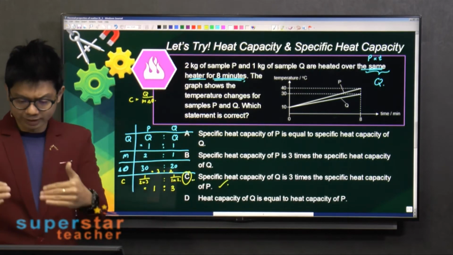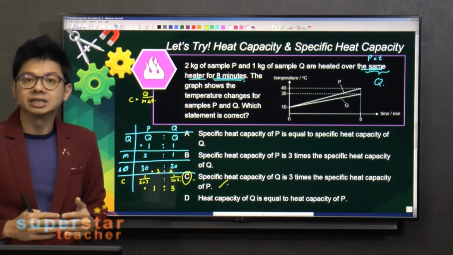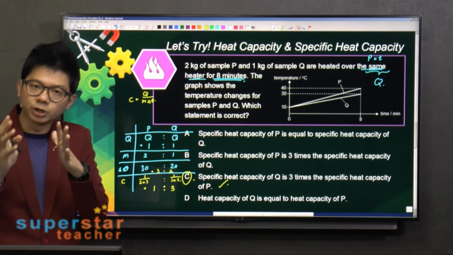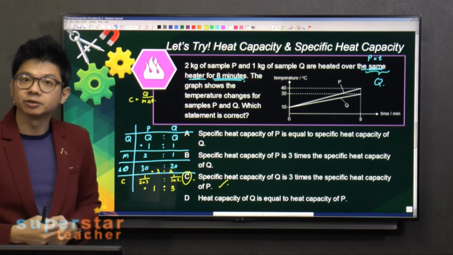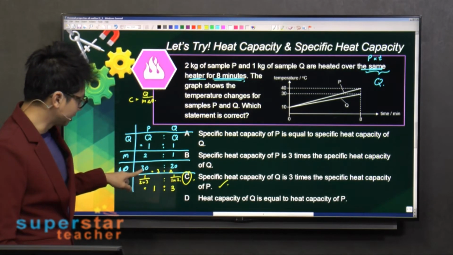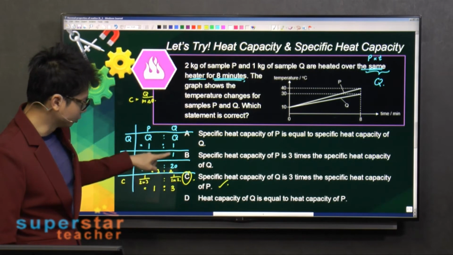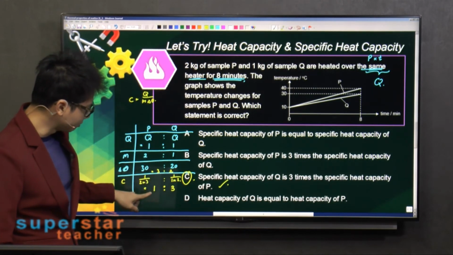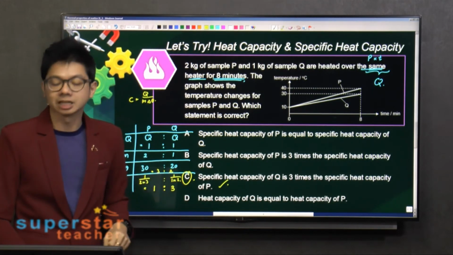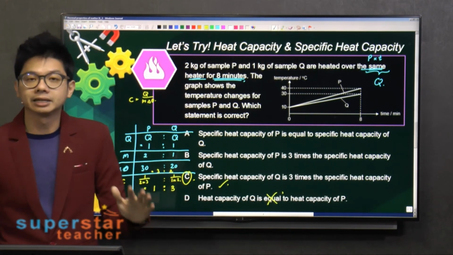And you see, A, B, C talk about the specific heat capacity, but D talks about the heat capacity. Are we able to find the ratio of the heat capacity? Actually, we can. We just take Q divided by the change in temperature. So it's just 1 over 3 is to 1 over 2, and the ratio becomes 2 is to 1 for heat capacity. So of course it's not equal because it's not 1 is to 1. This part, okay?